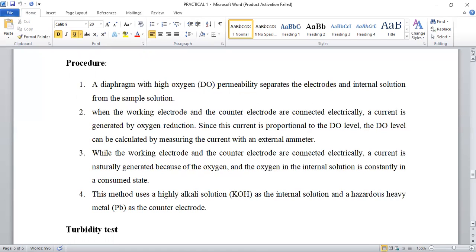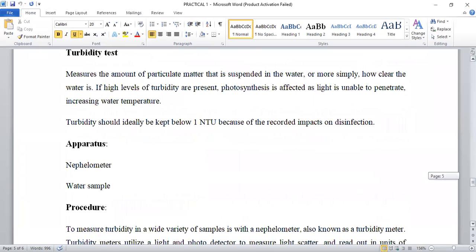While the working electrode and the counter electrode are connected electrically, a current is naturally generated because of the oxygen, and the oxygen in the internal solution is constantly in a consumed state. This method uses a high alkali solution like KOH as the internal solution and a hazardous heavy metal like lead as the counter electrode.